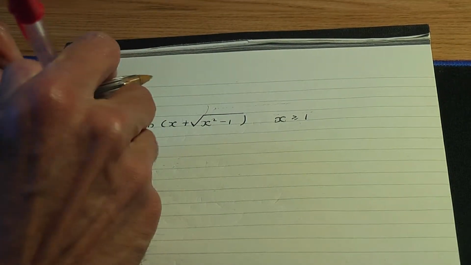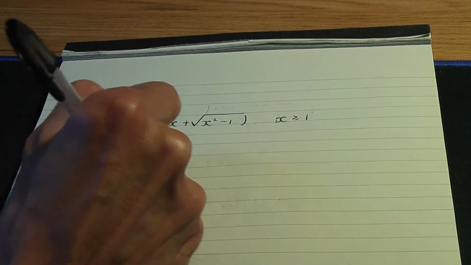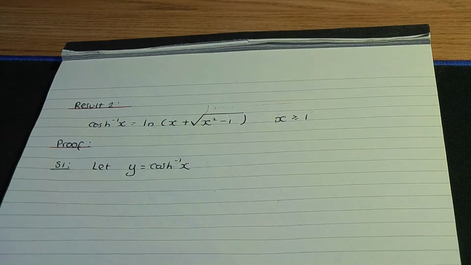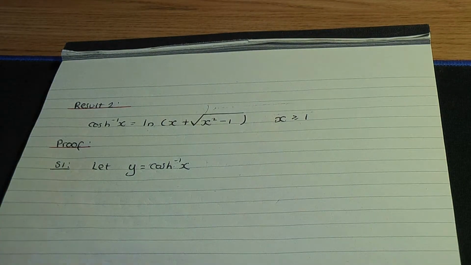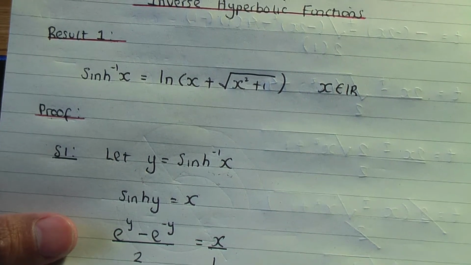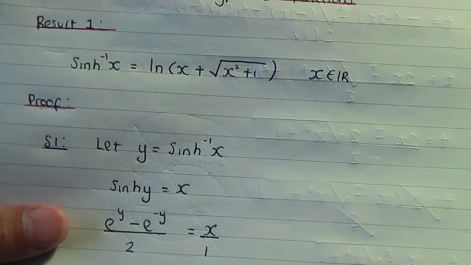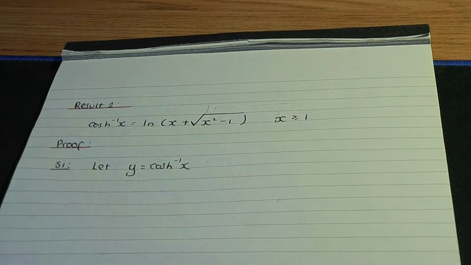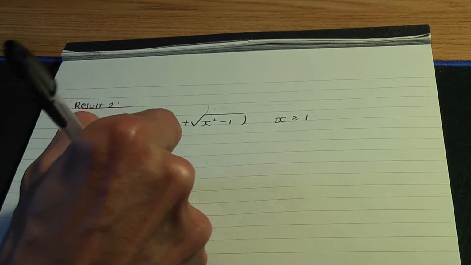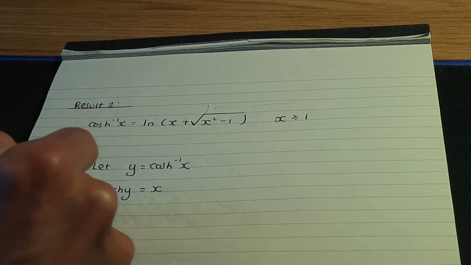Let's underline this. So step number 1, I let y equal the inverse hyperbolic cos x. If you looked at the previous video, that is exactly what I did for the inverse hyperbolic sine definition proof. So let y equal the inverse hyperbolic cos function in this case. If we rewrite this, we can write it as hyperbolic cos y equals x. So that is step number 1.